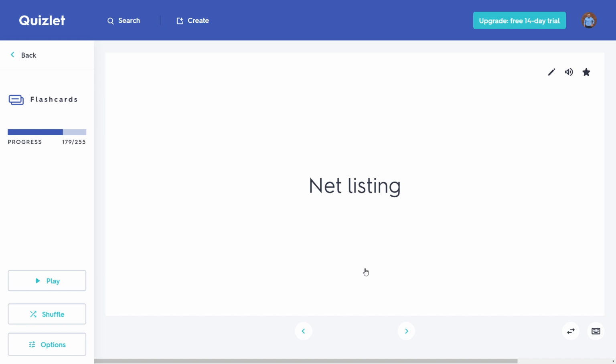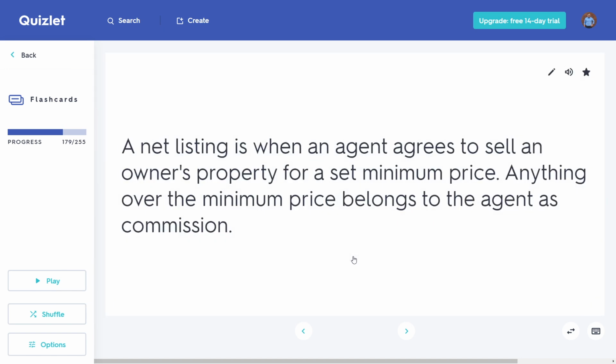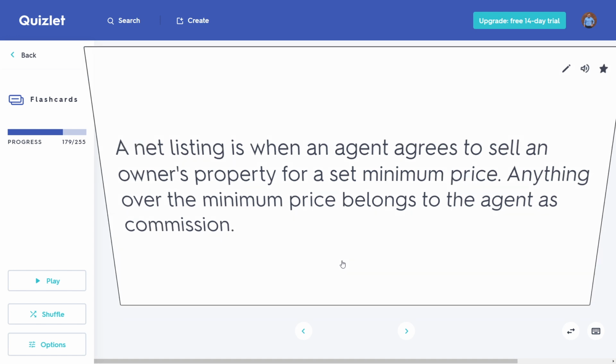So here's a couple seconds for you guys. Okay, so what's a net listing? Well, a net listing is when an agent agrees to sell an owner's property for a set minimum price. Anything over the minimum price belongs to the agent as commission, and I would put a quote behind that as net profit. That's almost like how I think of it.